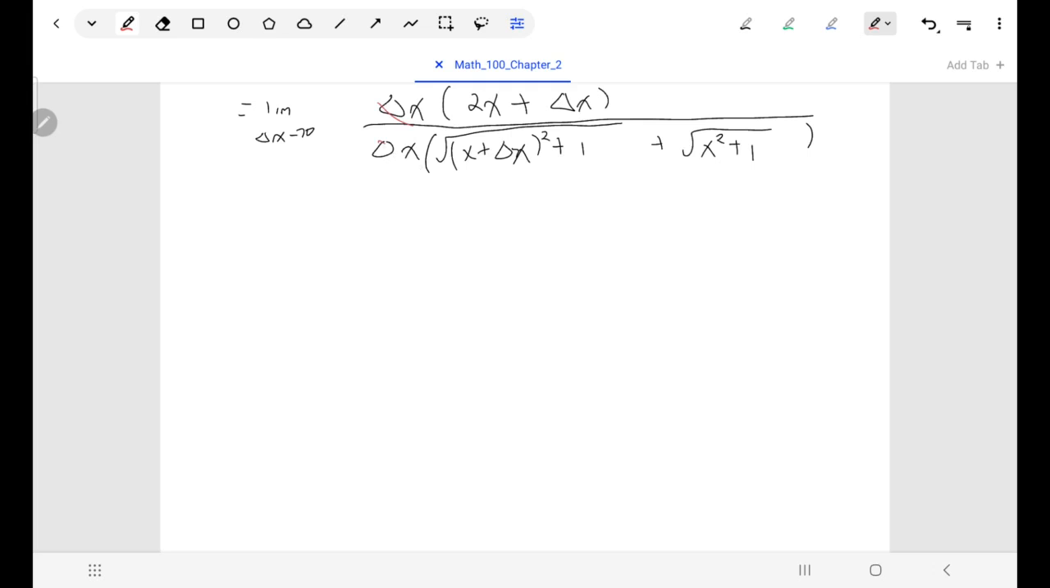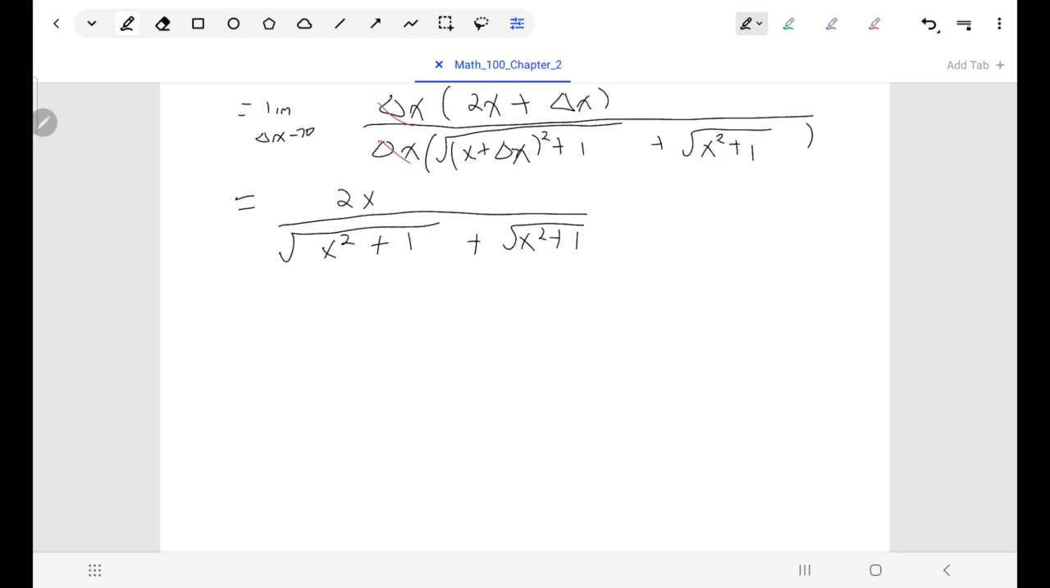And now I'm ready to go. My delta x's can cancel. And once they do, things are no longer indeterminate, no longer 0 over 0. If I let delta x go to 0, then in the numerator I'll have 2x. And in the denominator, I'll have root of x plus 0 squared, which is x squared plus 1. And I'll have another root of x squared plus 1.